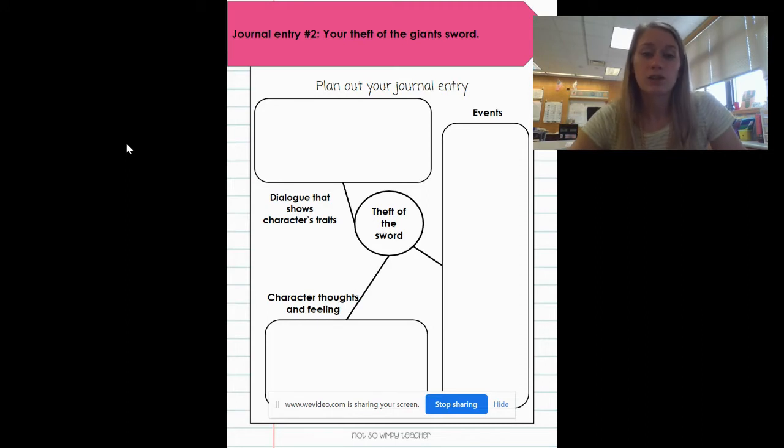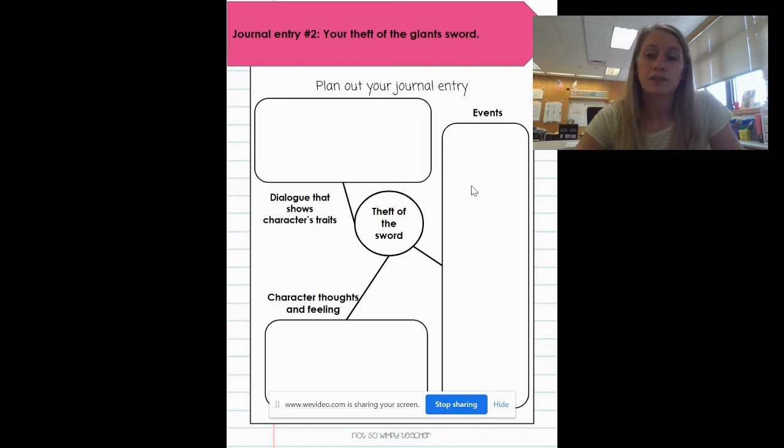So as you can see at the top, we have journal entry number 2, which is the theft of the giant sword. This is our planning page. This is where we pre-write and we draft out how we're going to begin this journal entry. So you look at the center right here and it says the theft of the sword. Now each of the little bubbles off of it are the components that we want to include in the story.